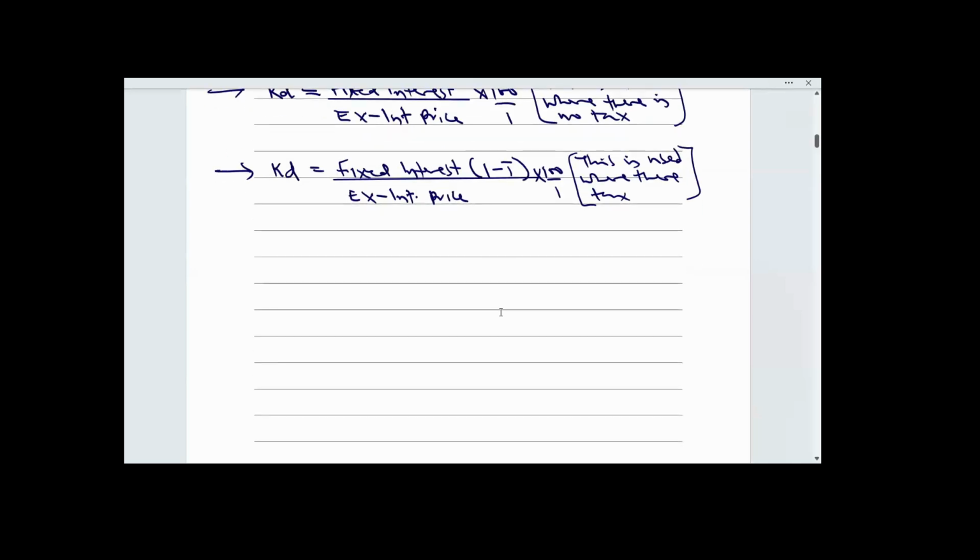One thing you need to know before we solve questions, note: debt is usually quoted at 100 naira per unit.